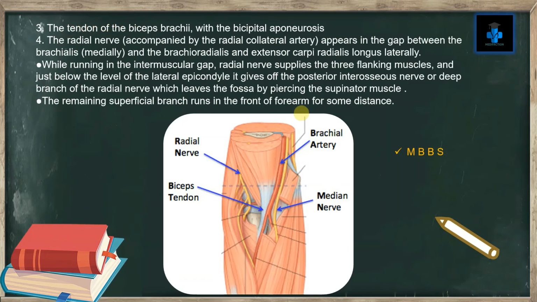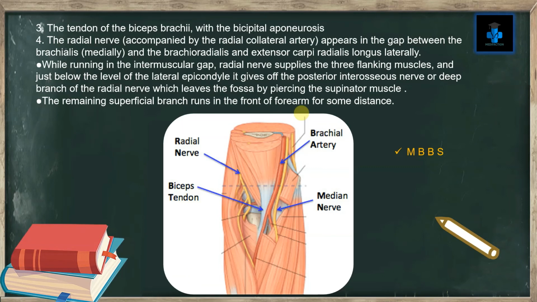The third content is the tendon of biceps brachii with the bicipital aponeurosis. The fourth content is the radial nerve, which is accompanied by the radial collateral artery, which appears in the gap between the brachialis medially and the brachioradialis and extensor carpi radialis longus laterally.